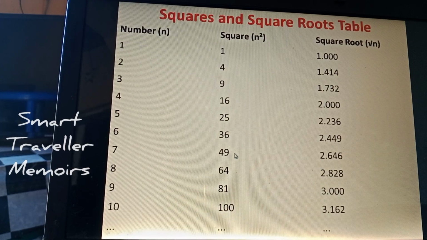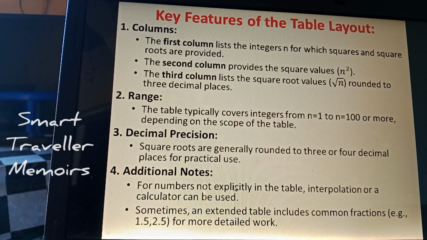So this is the table of squares and square roots. Columns: first column integers n, second column squares n squared, third column square root of n. The range is normally between 1 to 100 in most tables, depending on the scope of the table. Decimal precision, they are always rounded to 3 or 4 decimal places. And normally, some tables have common fractions like 1.5, 2.5 for more detailed work.